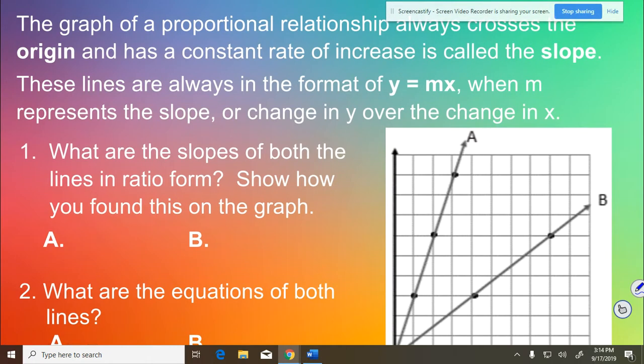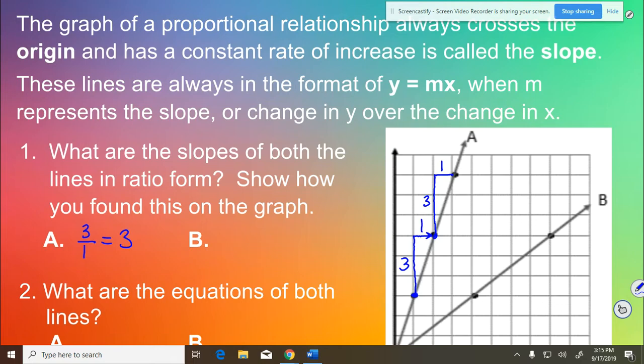Now mine's been enlarged, so it's a little bit blurry. I'm going to pick two of the points. If we go from this point to this point, and we go up and over, that up and over is 3 and 1. Same thing here, up and over, 3 and 1. So if we make our ratio now, it would be the change in y over the change in x. So it would be 3/1, which is just 3.